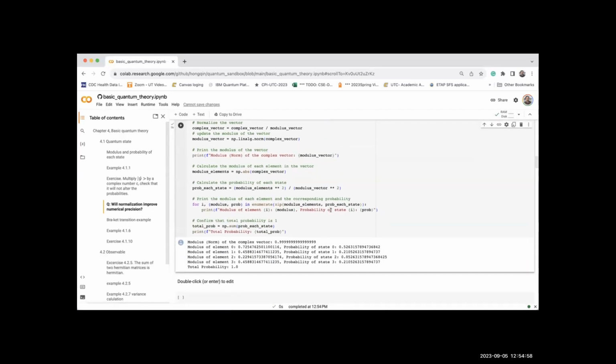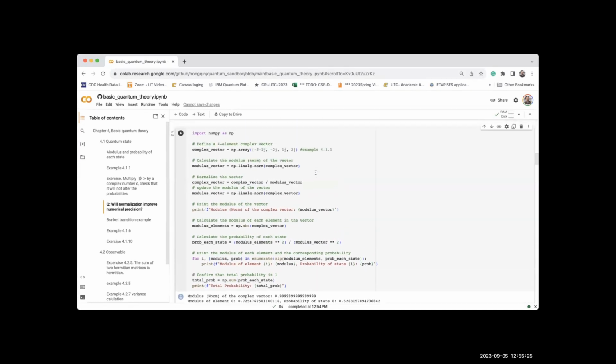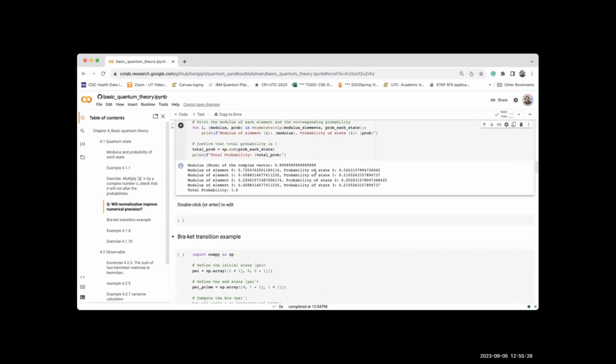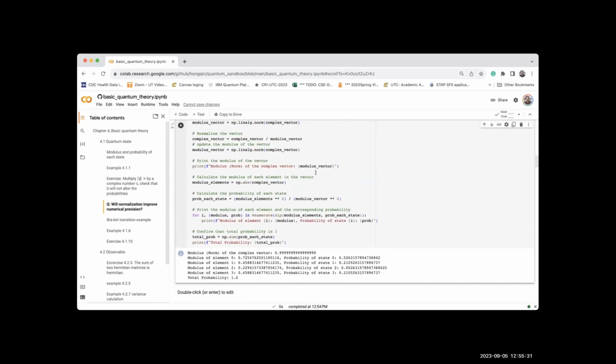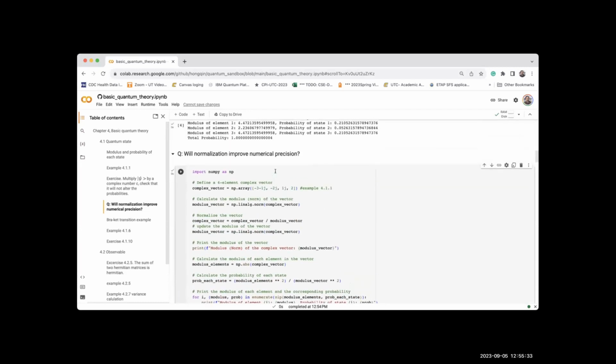Wow, it is 1.0. Yeah, this is very cool. Well, good question. Indeed, it improved the numerical precision. Very good. That seems to be a very simple trick to improve numerical precision. Also, another reason why we use normalized ones. Very good. This is cool.